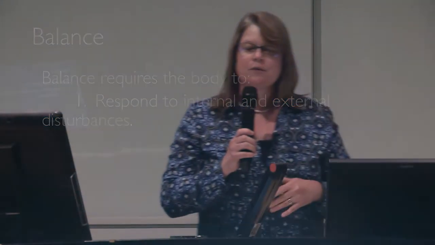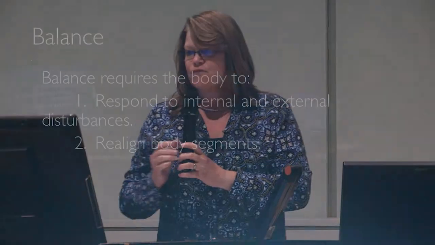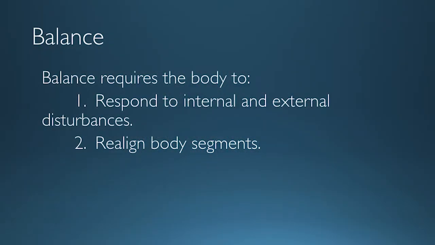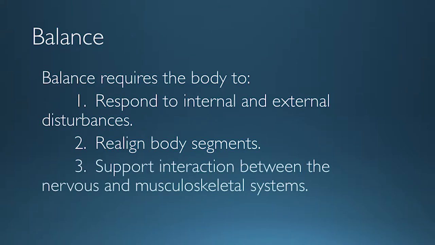Internal disturbances can be from disease processes, muscle weakness. External disturbances is looking at if you're walking in a mall and somebody all of a sudden bumps you, can you handle that? Or walking on an escalator, getting on and off an escalator. So it's just looking at what's coming on internally as well as what's a force externally. And in that process, the body wants to definitely realign. And the third part is that interaction is always supported between the nervous system and the musculoskeletal systems.